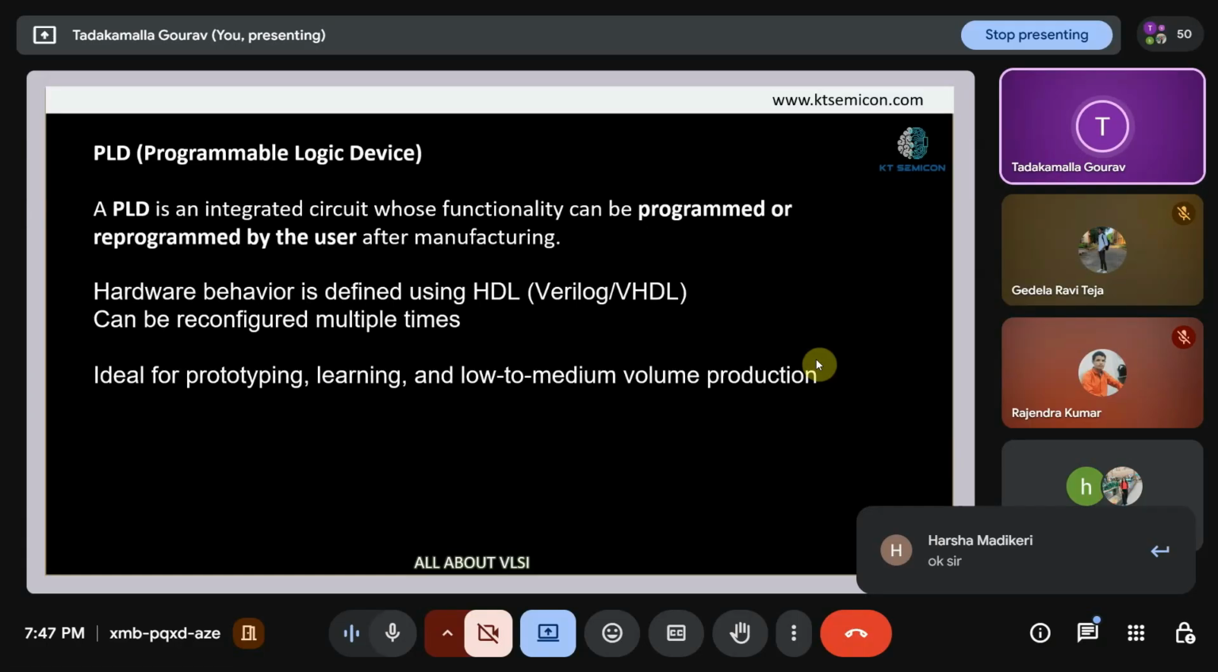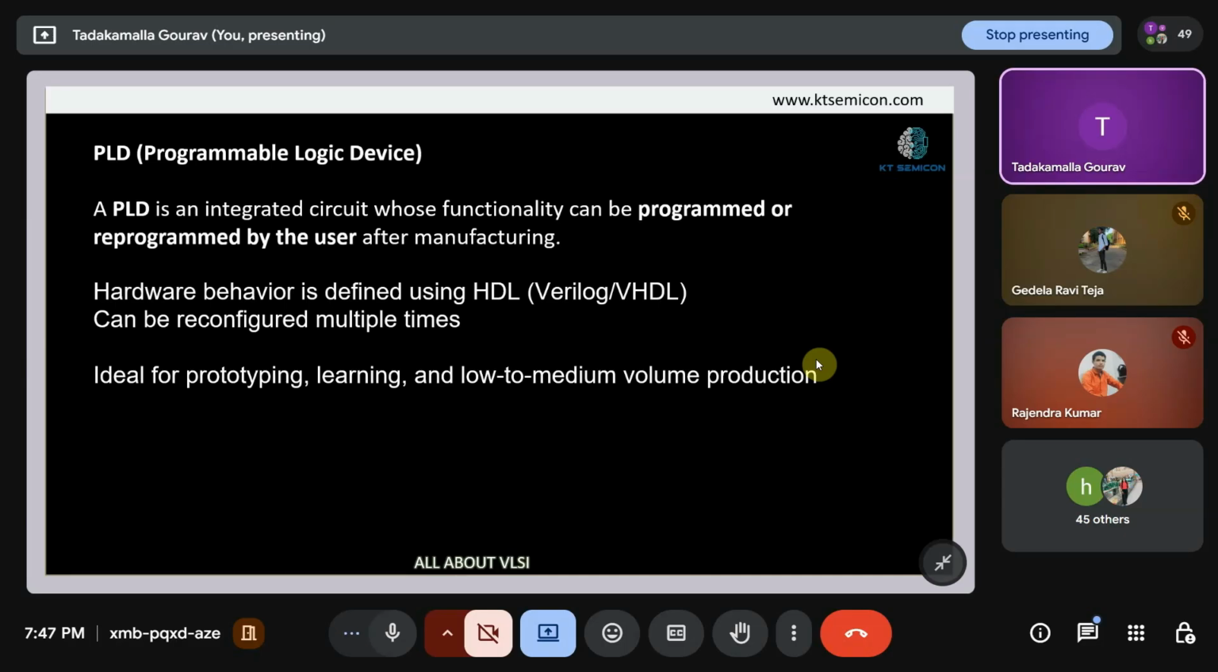Now, coming to this particular thing, which is known as PLD. PLD stands for Programmable Logic Device. In the case of your ASIC, once the chip has been designed, you cannot configure it, right? But in the case of your PLDs, it's a type of integrated circuit where the functionality can be programmed or reprogrammed by the user after manufacturing also. How are we going to reprogram or reconfigure it? That is what we are going to learn in our sessions. So PLDs have this particular feature which is known as configurability.